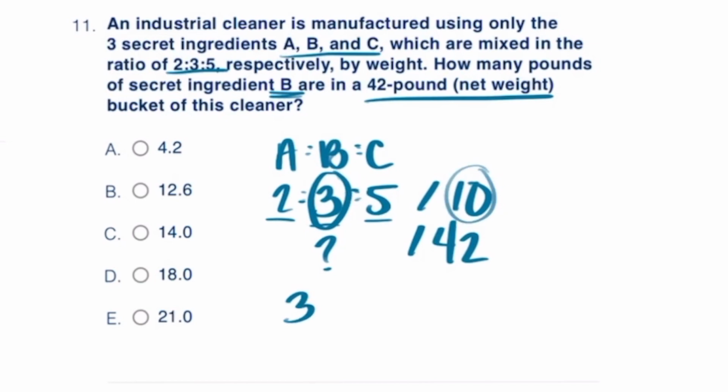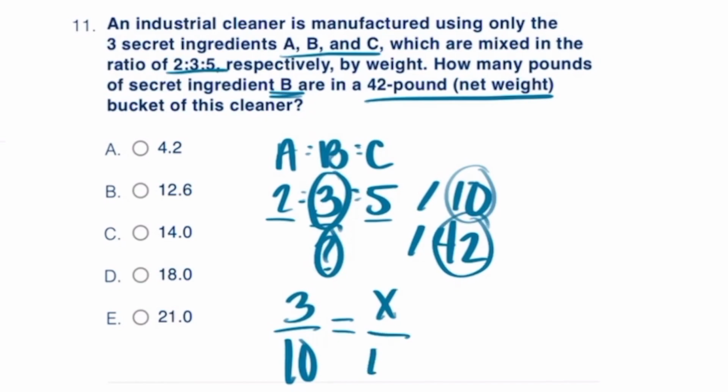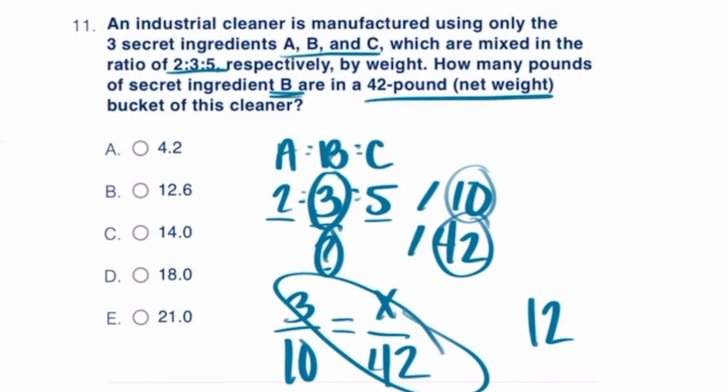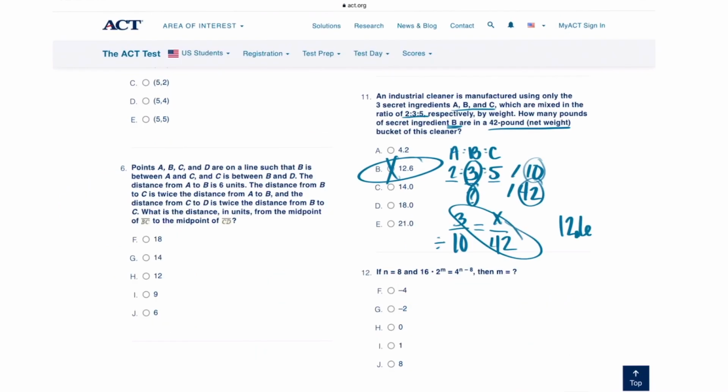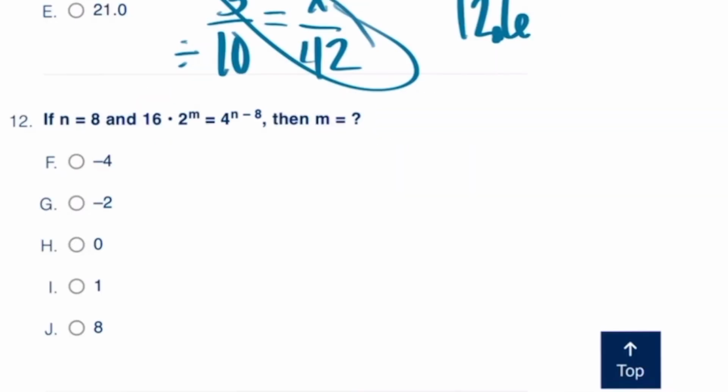So how many 42nds would that be? So we can just set up a proportion, 3 over 10 equals x over 42. And then you can do your cross multiply and divide. So 3 times 42 gets us 126. So 126 equals 10x, and then we got to divide both sides by 10 to get 12.6, which is our option B. And our last question, it's a little tricky, but it is just looking at exponents.